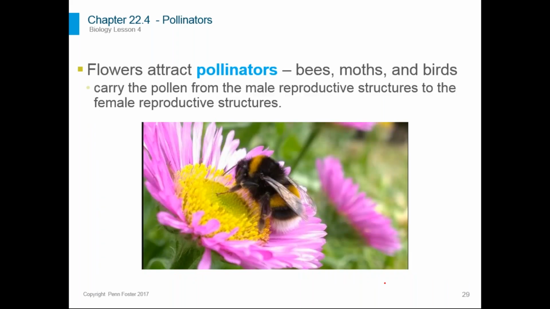Right? So why did plants bother with flowers? Well, flowers attract pollinators. Those are bees and moths and animals that carry the pollen. They take it right from the male reproductive structures to the female reproductive structures. And this is good because more pollen gets transferred to the right place when it's transferred by pollinators instead of just transferred by the wind.